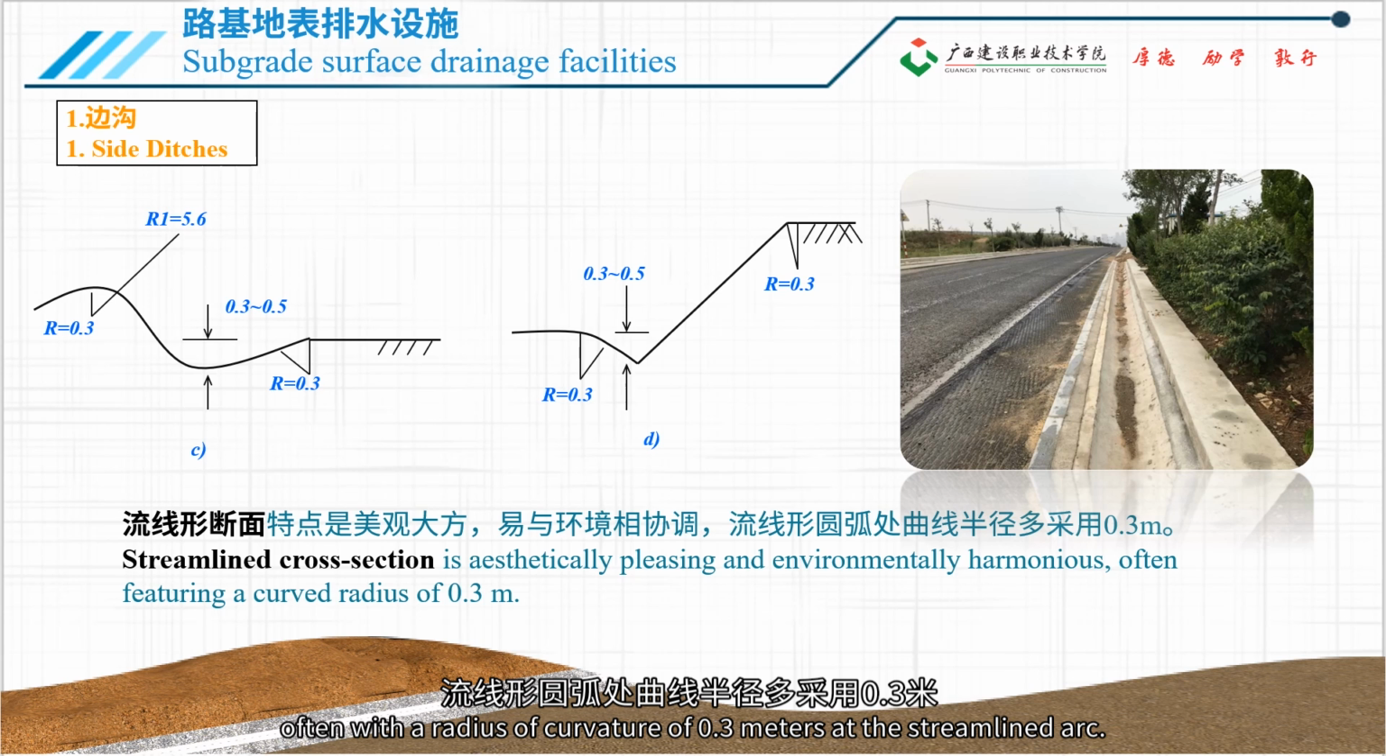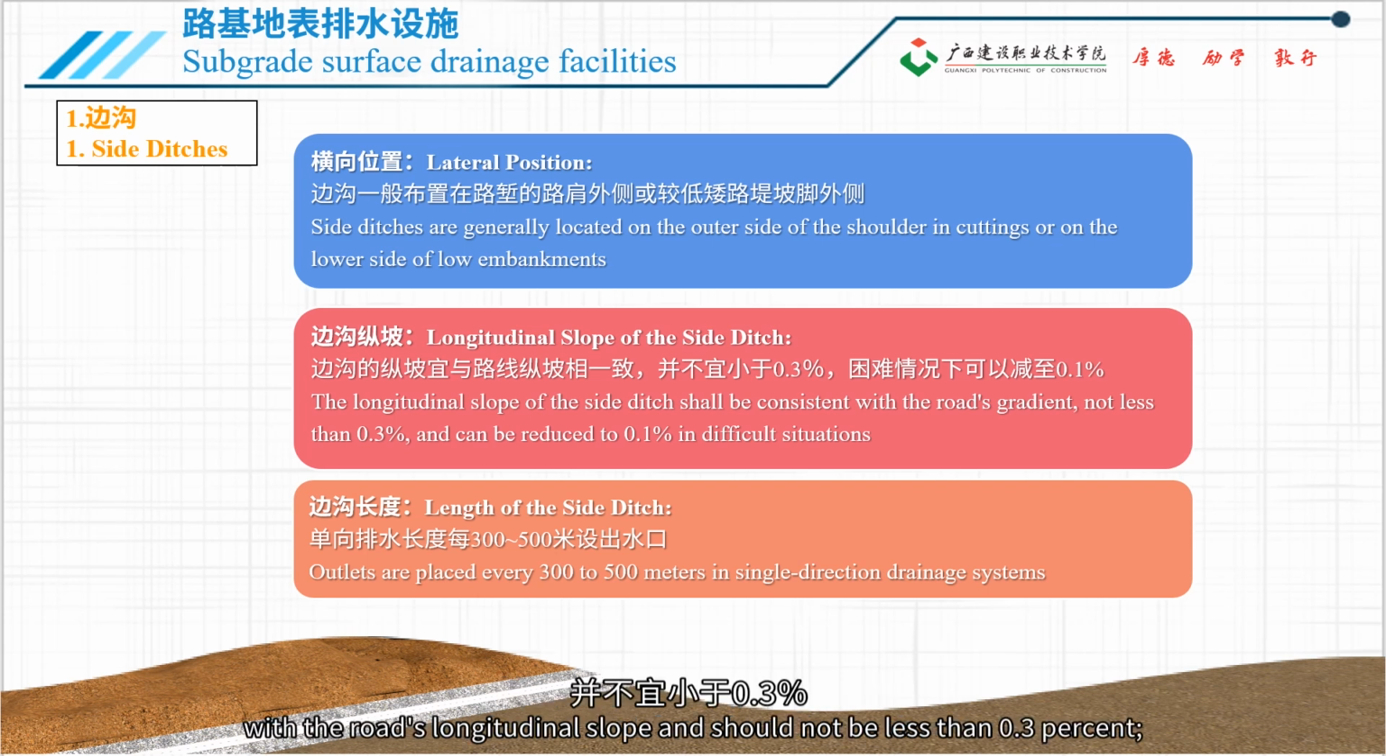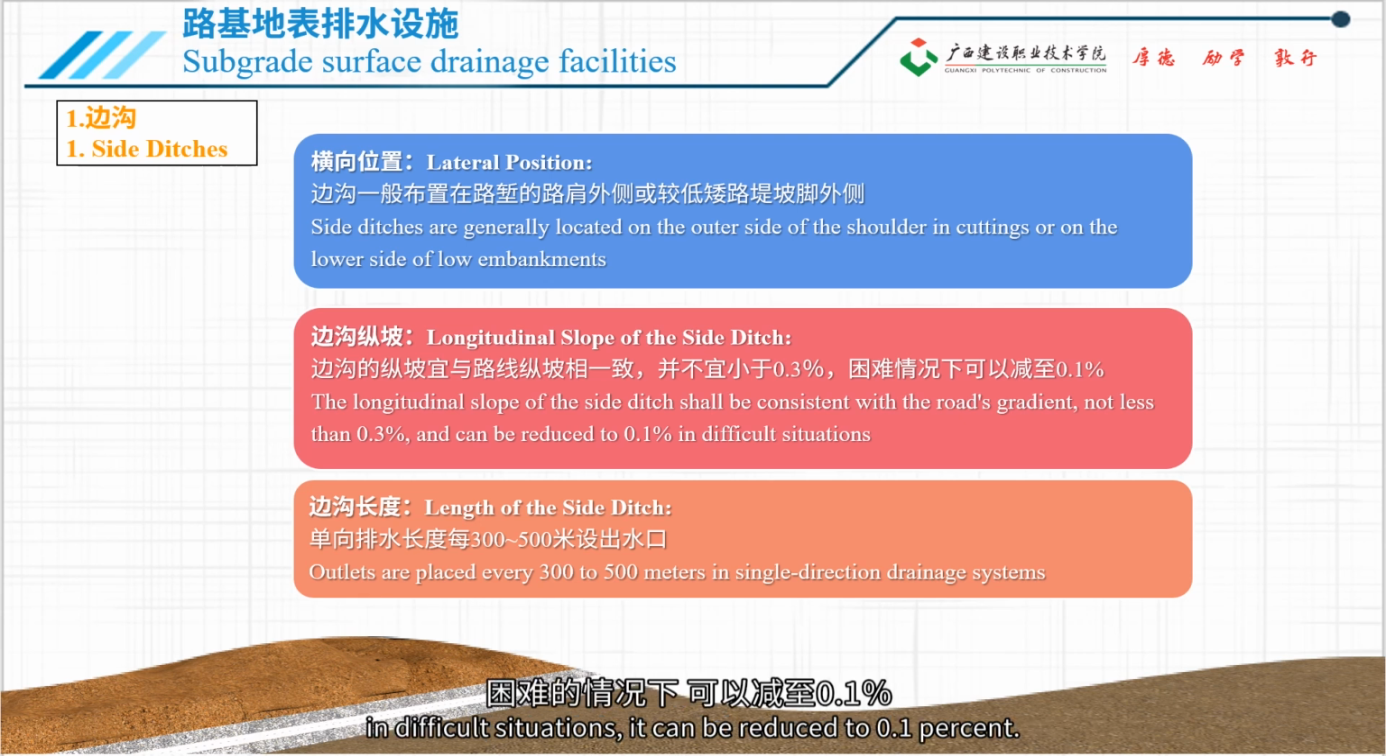at the streamlined arc. Side ditches are generally placed on the outside of the road shoulder in cutting sections or on the outside of the lower slopes of embankments. Their longitudinal slope should be consistent with the road's longitudinal slope and should not be less than 0.3%. In difficult situations, it can be reduced to 0.1%.